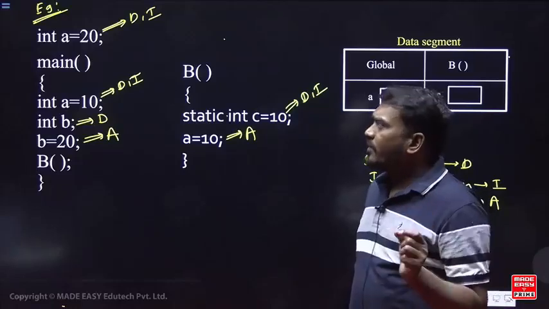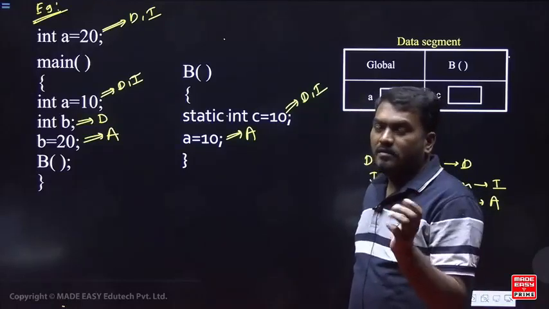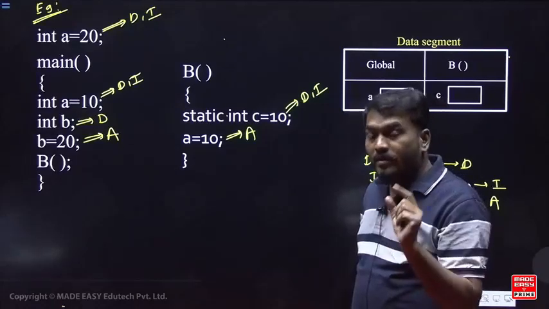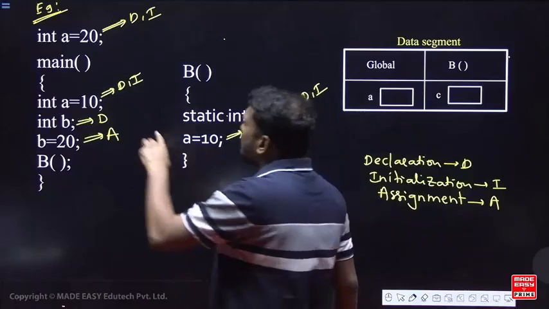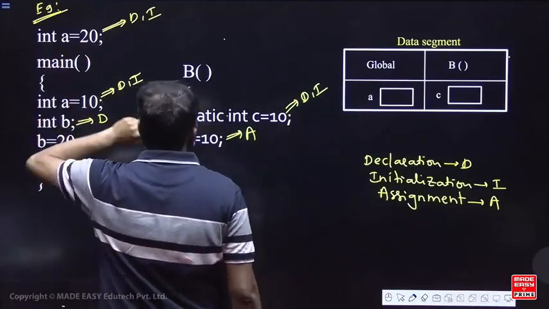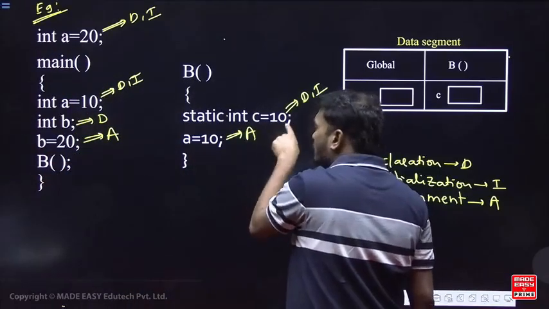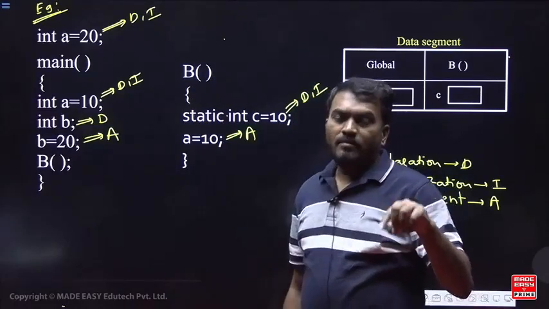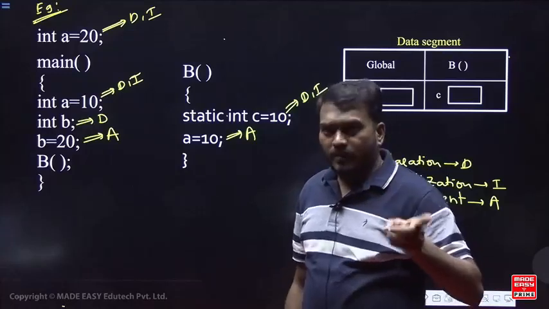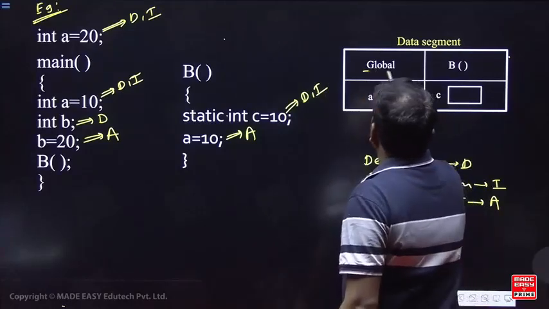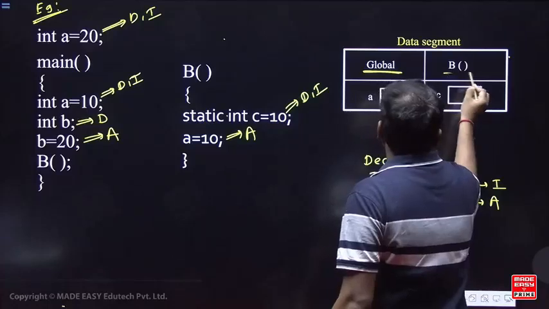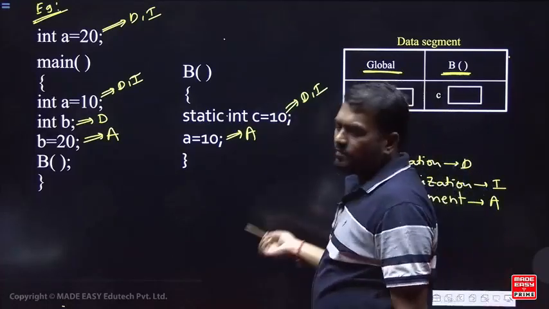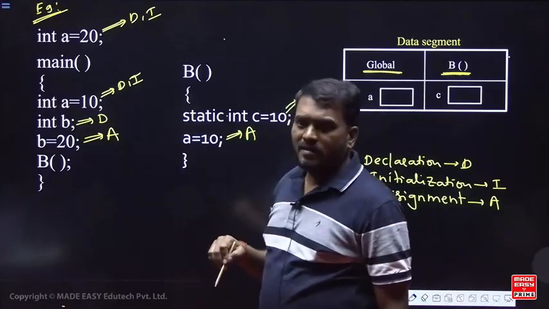Listen carefully, at the compile time, memory is allocated for the global variable and static variable. So here is the global variable, a equal to 20, and here is a static variable c equal to 10. For both of them, memory is allocated in the data segment at the compile time. So understand here, the global data segment will be separate, and the function b data segment is different.